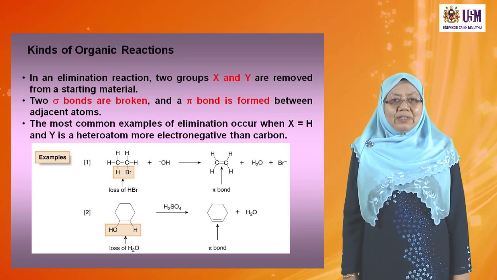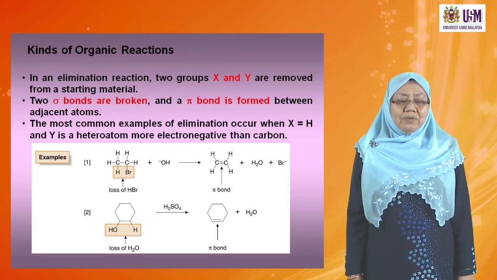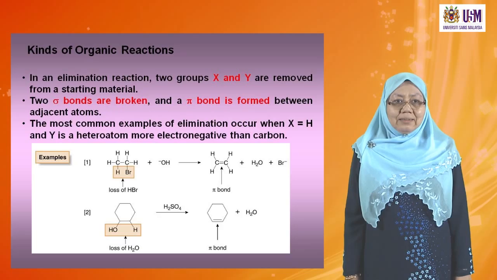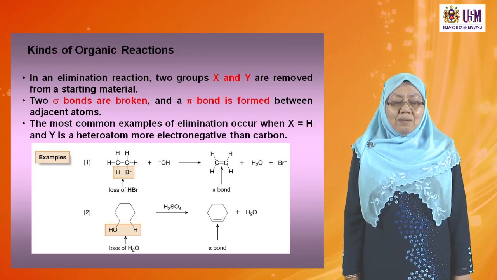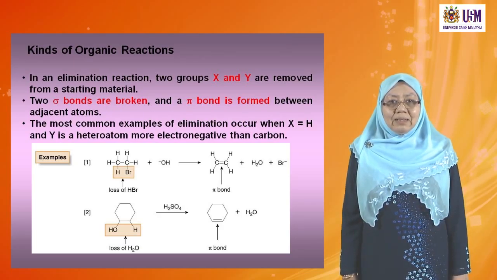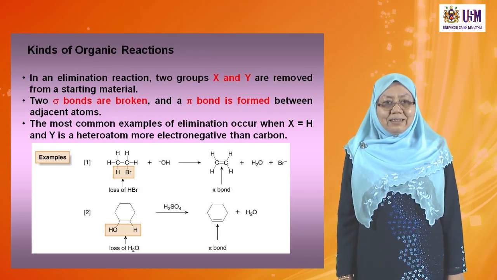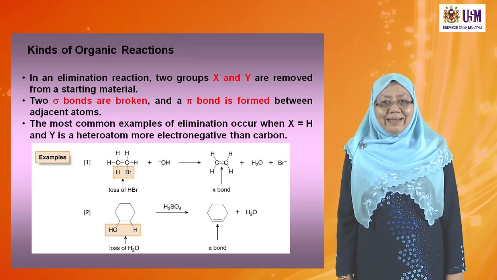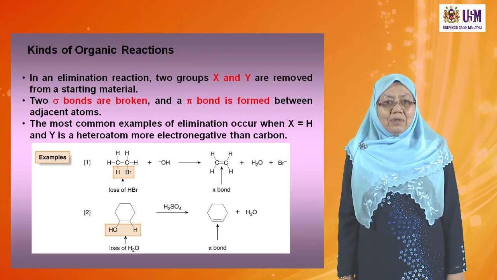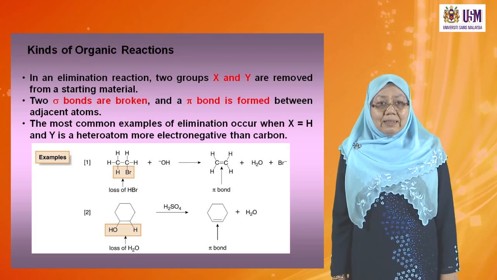In an elimination reaction, we can see two groups, X and Y, are removed from the starting material. So, two sigma bonds are broken. And in the product, we see a pi bond is formed between adjacent atoms. The most common examples of elimination occur when the X is a hydrogen and Y is a heteroatom, from a more electronegative atom than carbon.